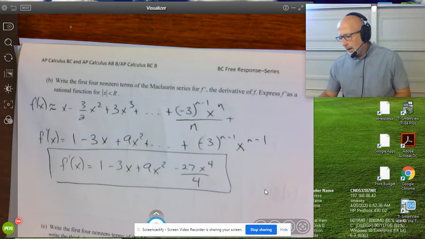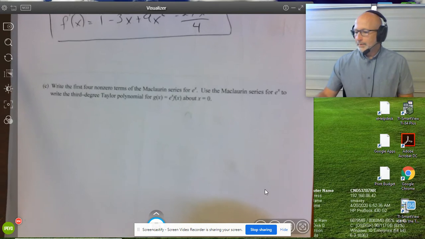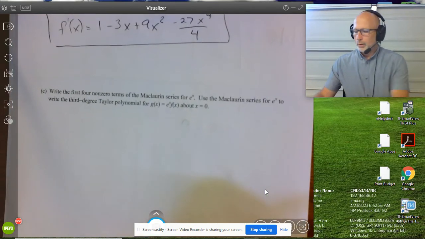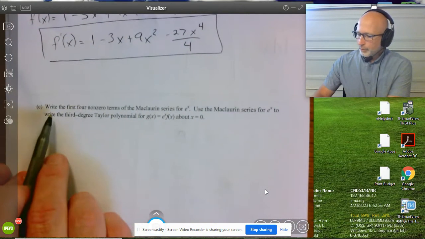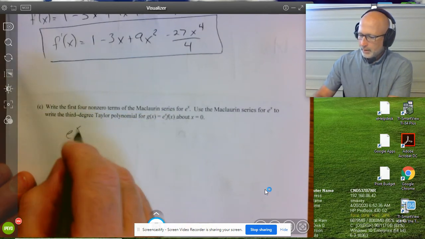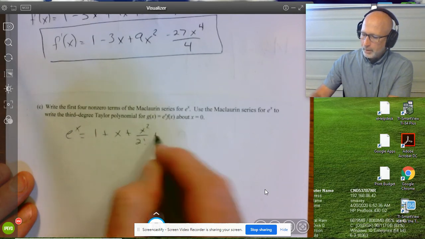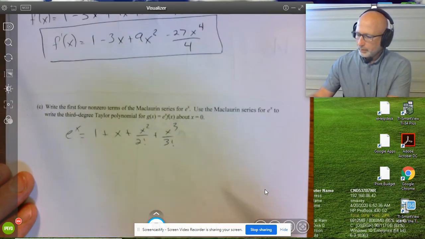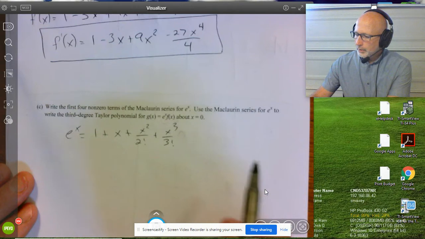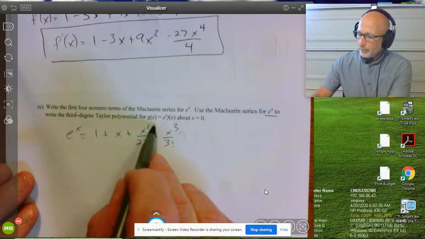Now, I'm pretty sure you don't have to do this next one, but once again, I'm not entirely sure, so I am going to go over it anyway. The first 4 non-zero terms of the Maclaurin series for e to the x, you should know that: 1 plus x plus x squared all over 2 factorial plus x cubed all over 3 factorial. Use the Maclaurin series for e to the x to write a third degree Taylor polynomial for this.